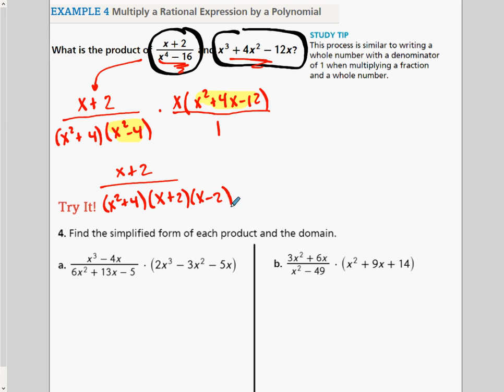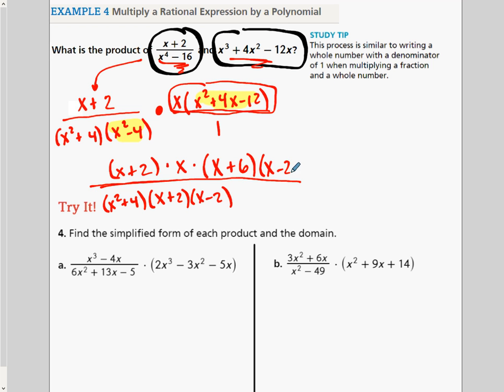Now, again, when we're multiplying, basically all we do is put everything in one big fraction. And this is going to join the numerator. So times x times, let's go ahead and factor this now. We need two factors of negative 12, I think 6 and 2: x plus 6, x minus 2. Yeah, that should work to give us negative 12 and positive 4x.